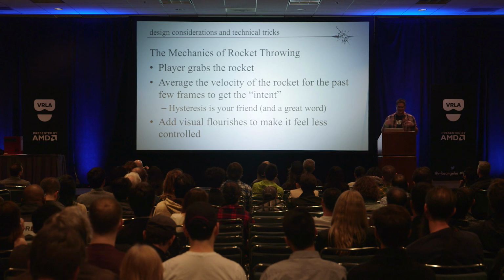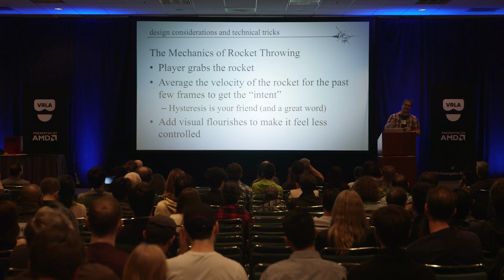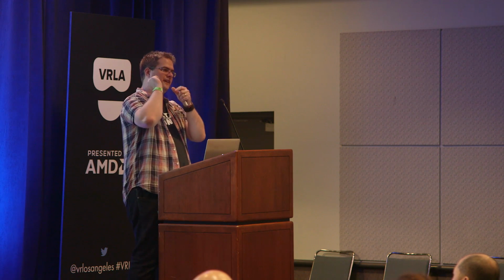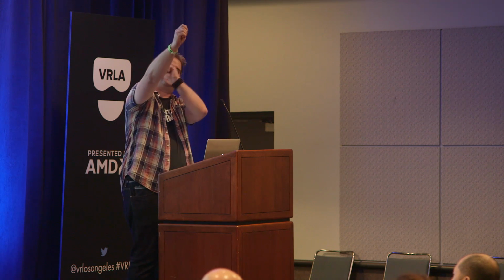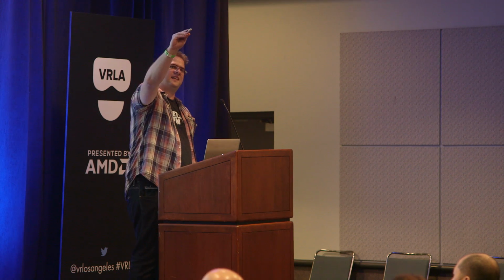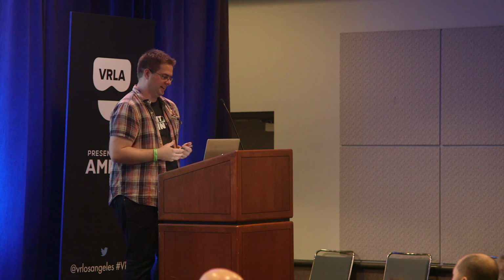So the mechanics of the rocket throw are, if the player grabs the rocket and doesn't just let it go after it's aimed, we take the average of the velocity for the last about half a second to try to figure out what the intent is. So if I throw like this, my motion for the last few seconds is kind of pointing that way. So we basically just cheat and say the rocket leaves the hand right there and then just flies up that direction. So people can kind of throw it like a football and it'll actually get there.